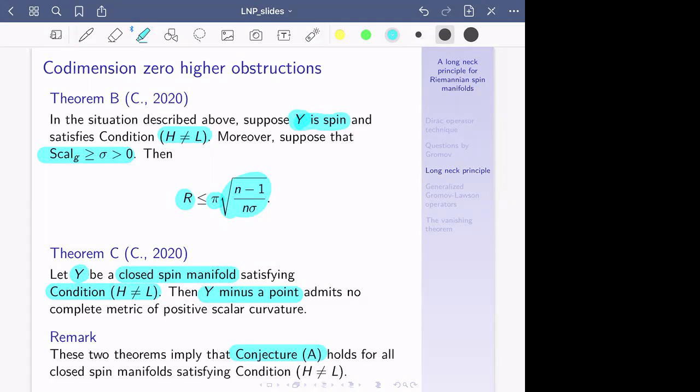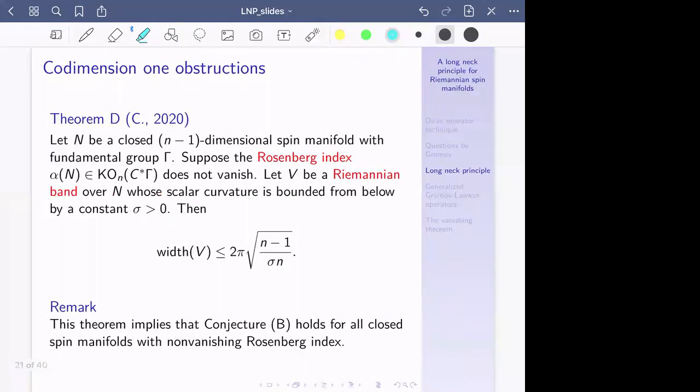So now let me state the last result. In theorem D, we assume that N is a closed (n minus 1)-dimensional spin manifold with fundamental group gamma. Moreover, suppose that the Rosenberg index does not vanish, and now let V be a Riemannian band over N, whose scalar curvature is bounded from below by a positive constant sigma, then the width of the Riemannian band is at most 2 pi times the square root of (n minus 1) over (sigma n). And then the remark is that this theorem implies conjecture B for all closed spin manifolds with non-vanishing Rosenberg index.